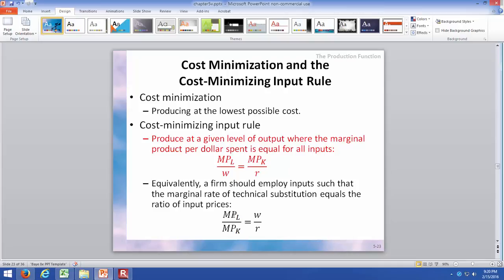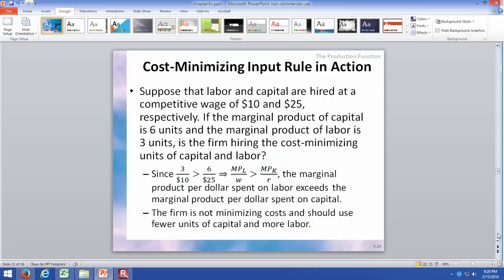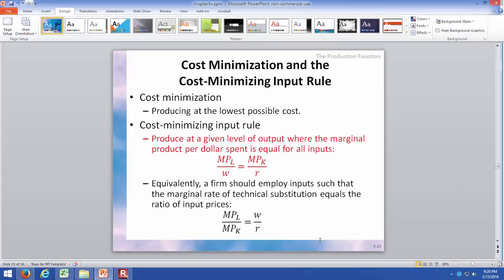So the marginal rate of technical substitution is the marginal product of labor divided by the marginal product of capital, and that should be equal to the wage rate divided by the rental rate. Okay. Now let's look at another example. Suppose that labor and capital are hired at competitive prices of 10 and 25 respectively. If the marginal product of capital is 6 units and the marginal product of labor is 3 units, is the firm hiring the cost minimizing units of labor and capital? Basically, what we said was that the marginal product of labor divided by the marginal product of capital should be equal to W by R.